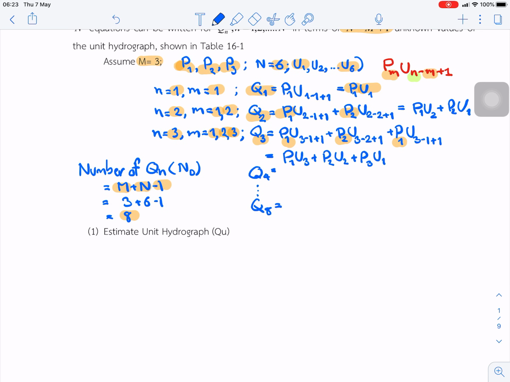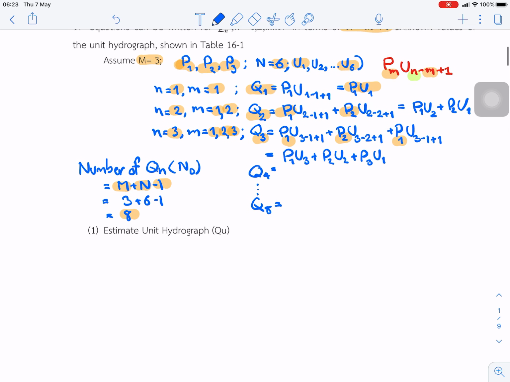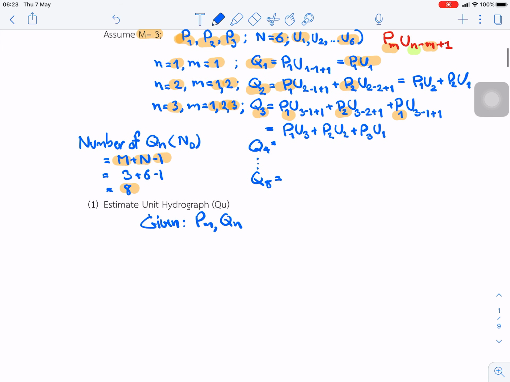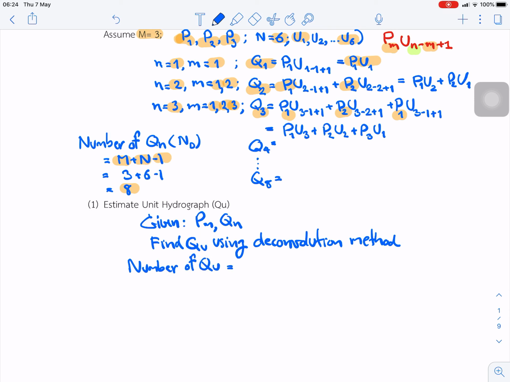Next, we have to work on the reverse process to estimate the unit hydrograph U, given PM and QN. We have to find U using the deconvolution method. And you can estimate the number of U as N minus M plus 1.